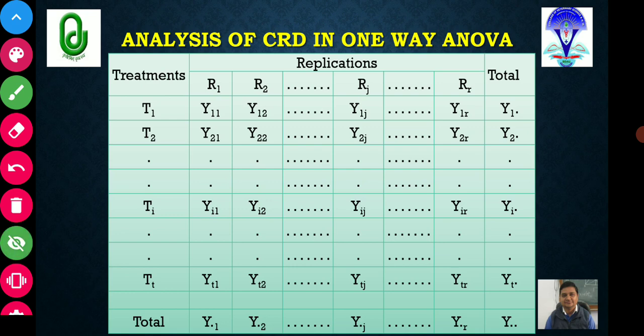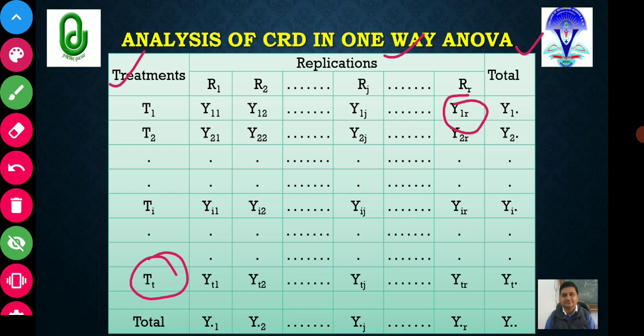So this is the layout of the analysis of CRD in one way. Most of the things I have discussed. You see in the first column we have written the treatment, the second column the replications, and the third column the total. If you see row wise, there is T1, T2, T3 up to Tt, the total T treatments you want to test, and these T treatments have been replicated R times.